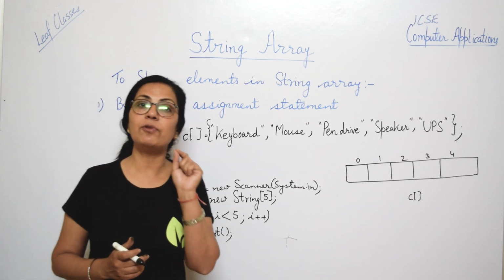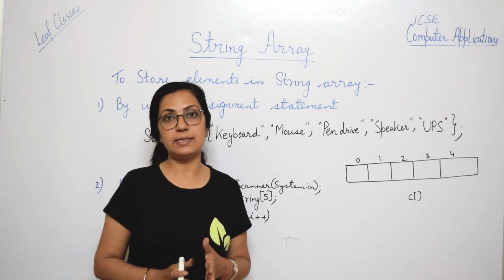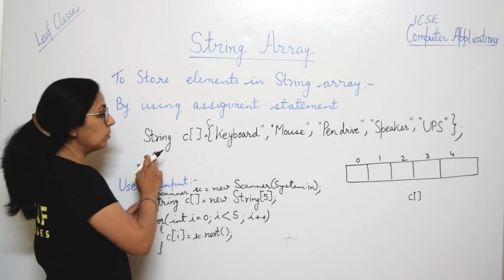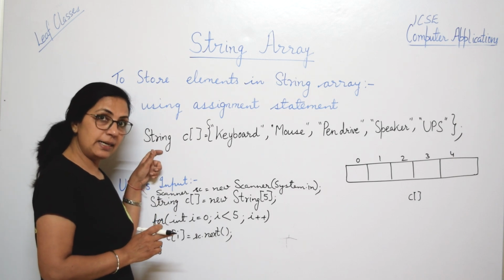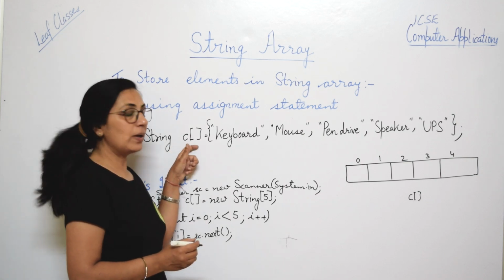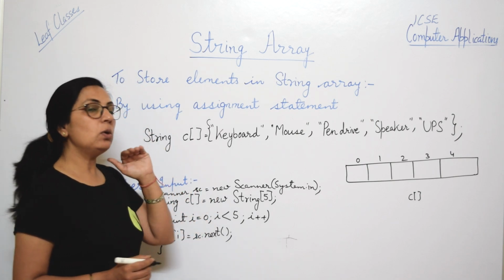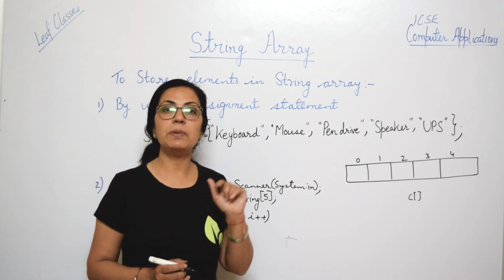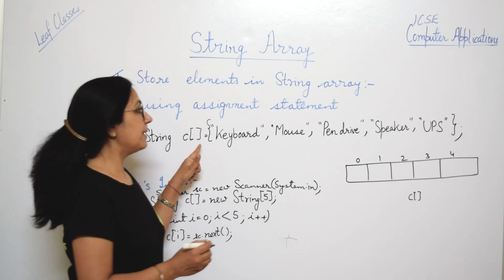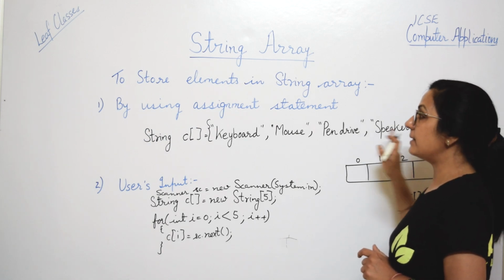Assignment statement, children: when you know the values already, then we always use an assignment statement because the values are fixed, right? So here you use the data type. String is the data type. The array name, here I have taken C, and the square bracket indicates that this is an array, right? And whenever you are using an assignment statement, we never put the array size over here. And the array elements are stored within a pair of curly braces.